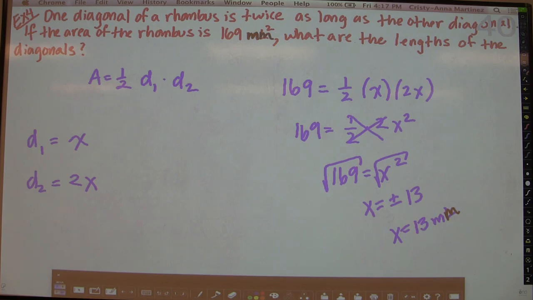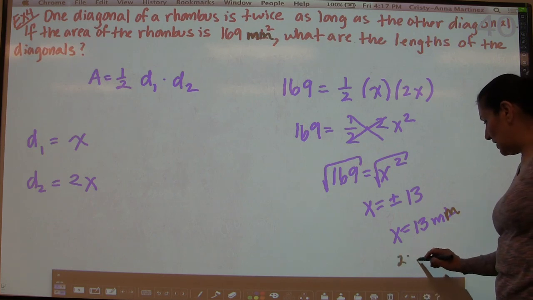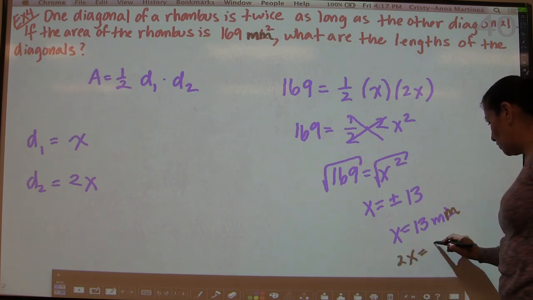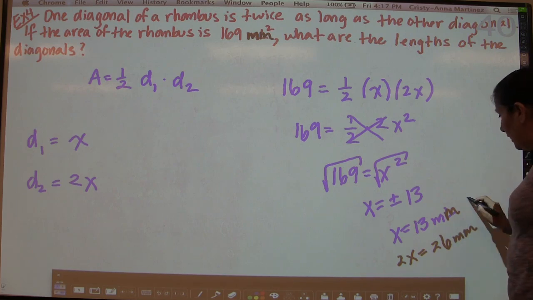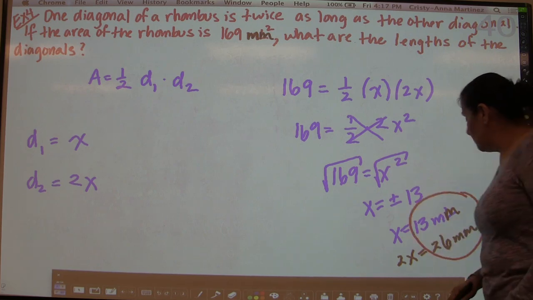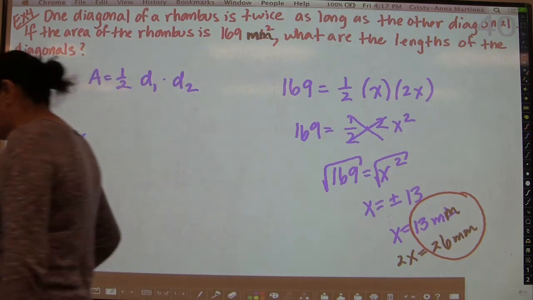And then they want you to say the lengths of both diagonals. So the first diagonal is 13 millimeters. Then the other diagonal, which is 2 times x, would then be twice that, which would be 26 millimeters. So your diagonals are 13 and 26 millimeters, respectively.